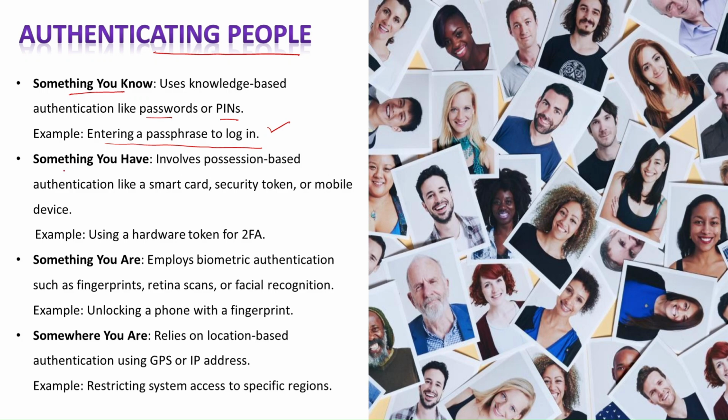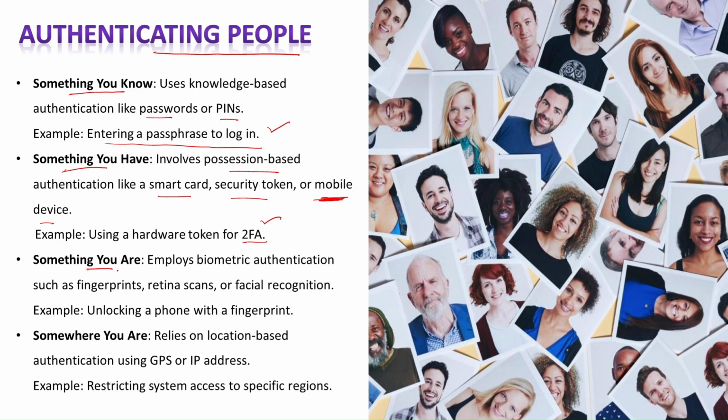The second authentication type is something you have, which involves possession-based authentication like a smart card, security token, or mobile device. For example, using a hard token for two-factor authentication. When you log into your email, for example Gmail, you enter your password, and then you receive a code or notification on your mobile phone. So this is something you have. That mobile phone is with you, and the password and the mobile basically form the two-factor authentication.